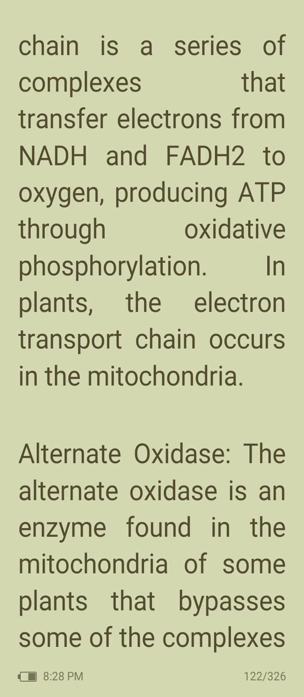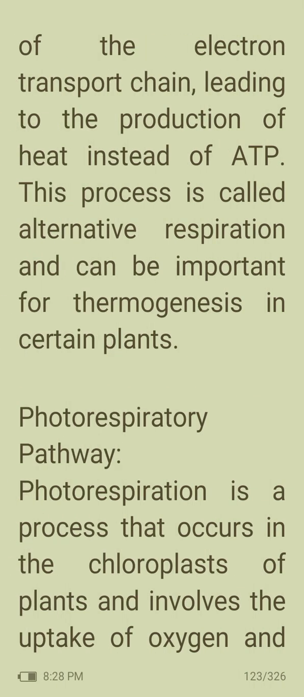Then, alternative oxidase. The alternative oxidase is an enzyme found in the mitochondria of some plants that bypasses some of the complexes of the electron transport chain, leading to the production of heat instead of ATP. This process is called alternative respiration and can be important for thermogenesis in certain plants. Photorespiratory pathway.